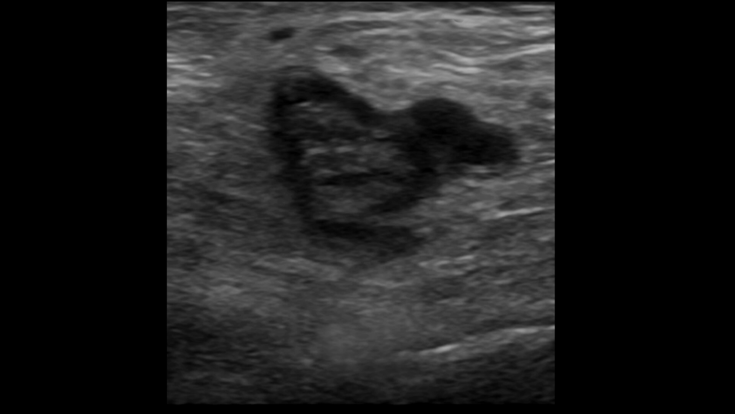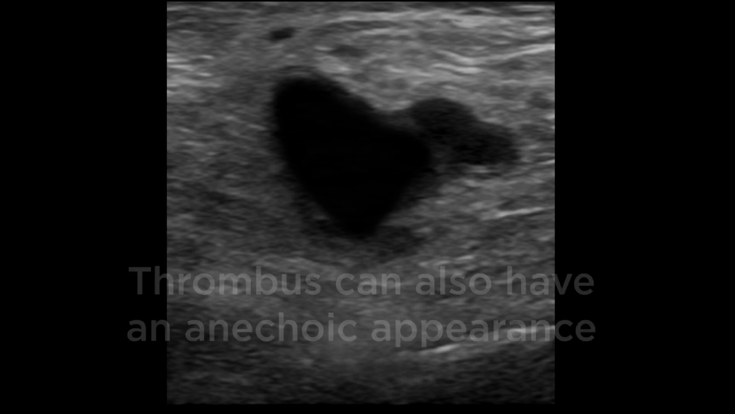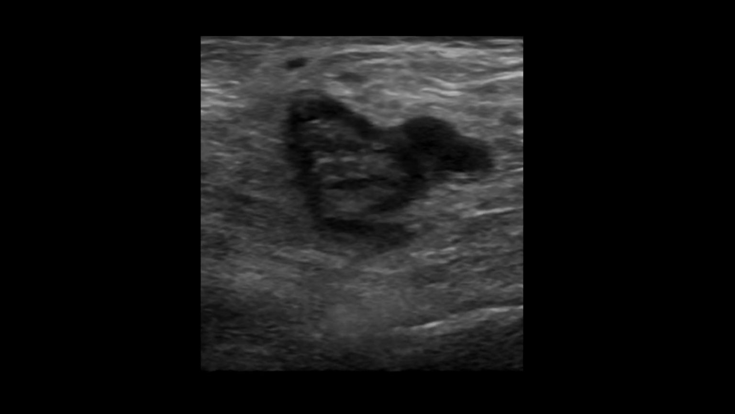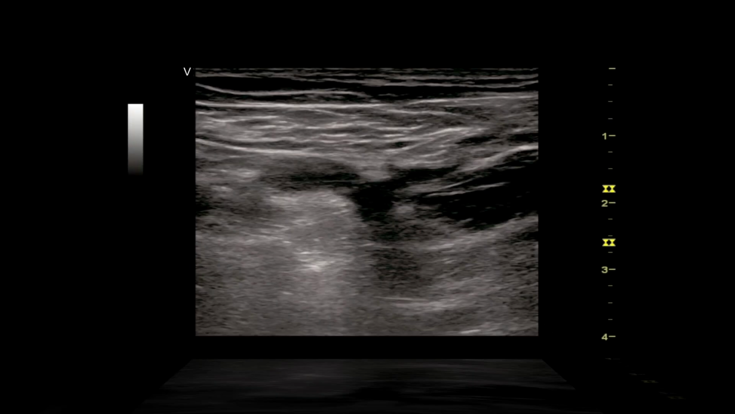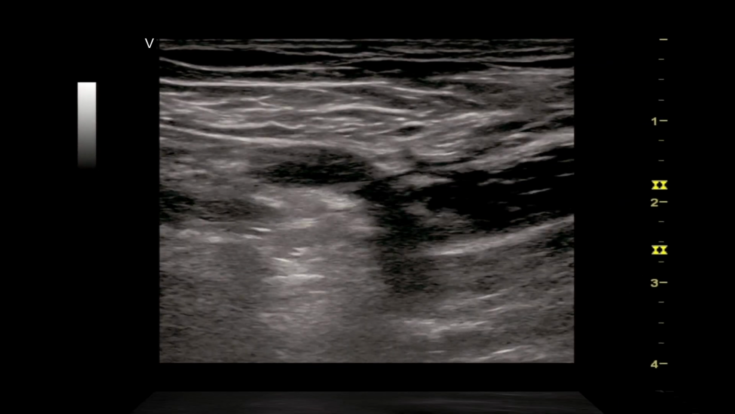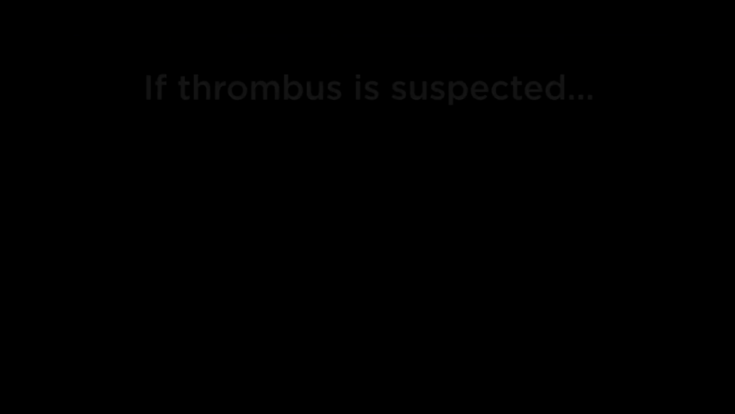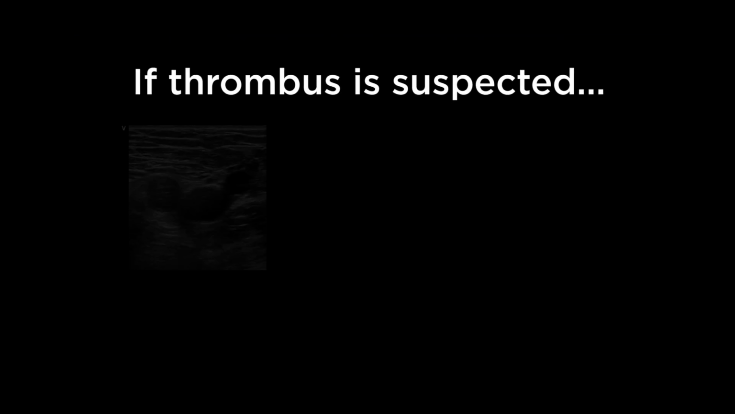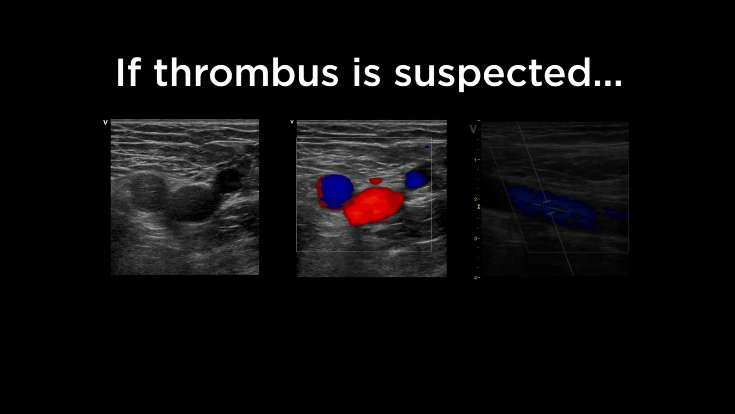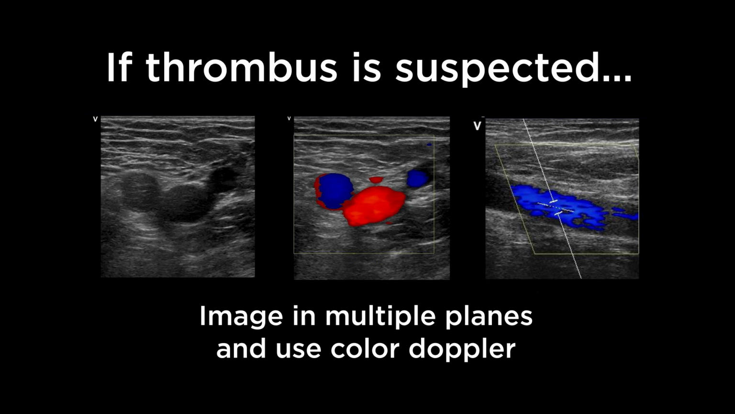Keep in mind that sometimes a thrombus can also have an anechoic appearance and therefore will be undetectable by B-mode ultrasound imaging alone. Compression of the vein can conclusively help to identify the presence of an anechoic thrombus that would otherwise not be detected. If a thrombus is suspected, then imaging in multiple planes is necessary to confirm it, as well as using color Doppler to document lack of flow.